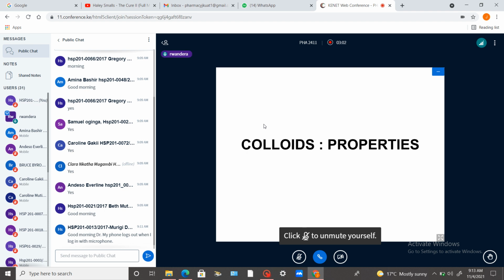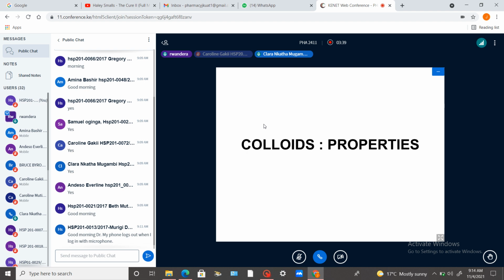Okay, Amina, what is the size range for colloidal dispersions? Moena is off. We have Caroline Gaki. What is the size range for colloidal dispersion, Caroline? Hello. Yes. From last class, you said the particle size is 1 nanometer to 0.5 micrometer. Okay, good. Please, when you receive these notes, read them. Don't wait for the exams.